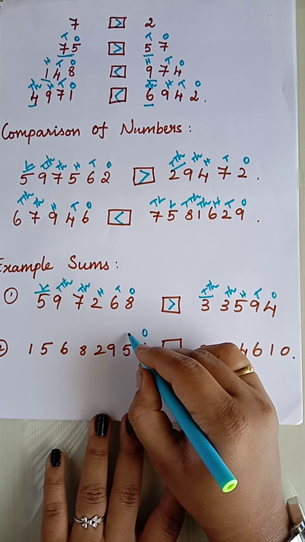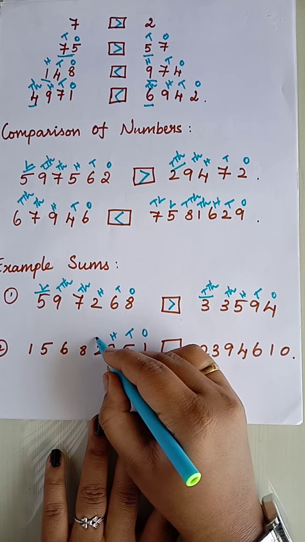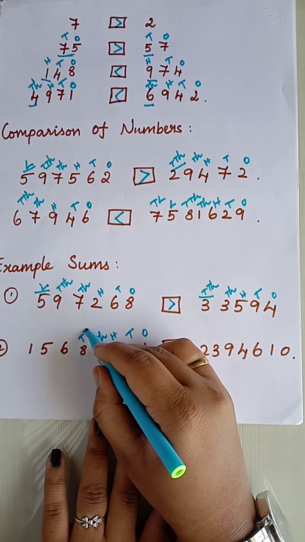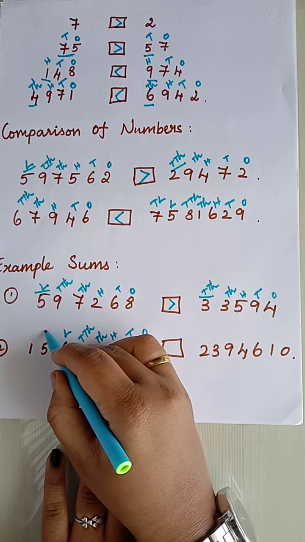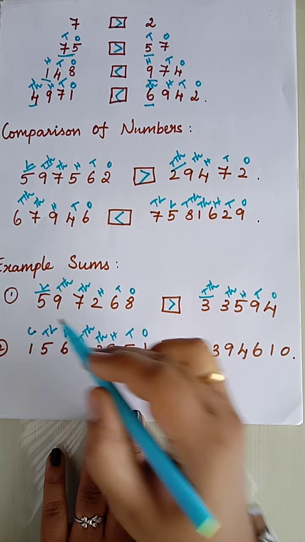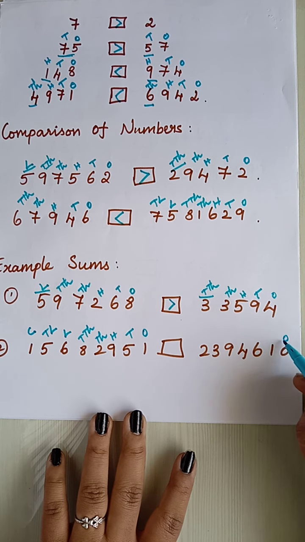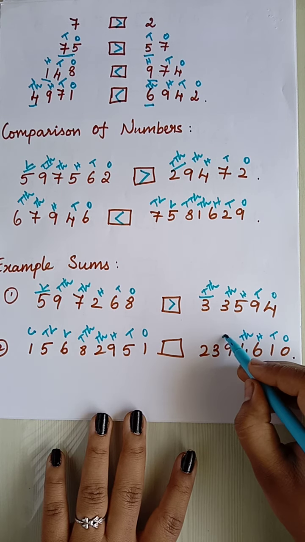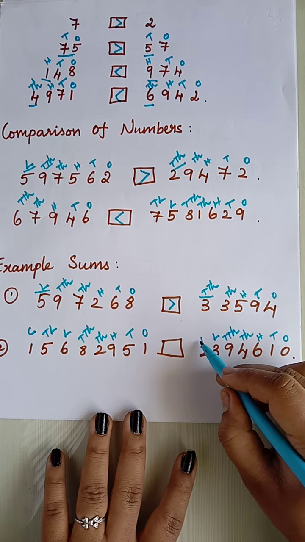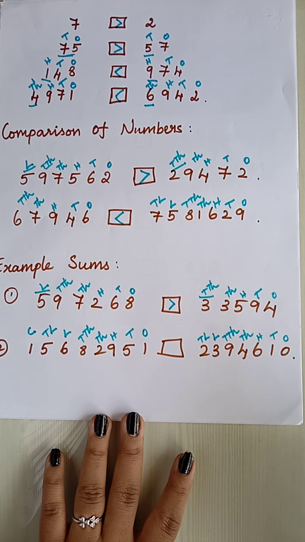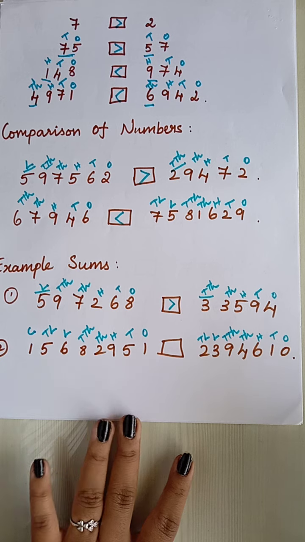Next, also, the first step is we have to write the place value. So here: ones, tens, hundreds, thousand, 10,000, lakh, 10 lakh, crore. This side also: ones, tens, hundreds, thousand, 10,000, lakh, 10 lakh. Okay, next step is we have to compare the place value.